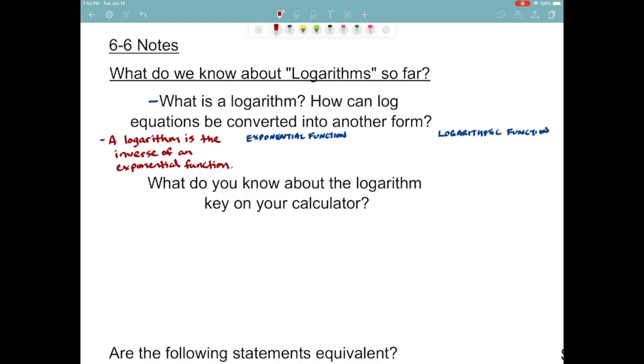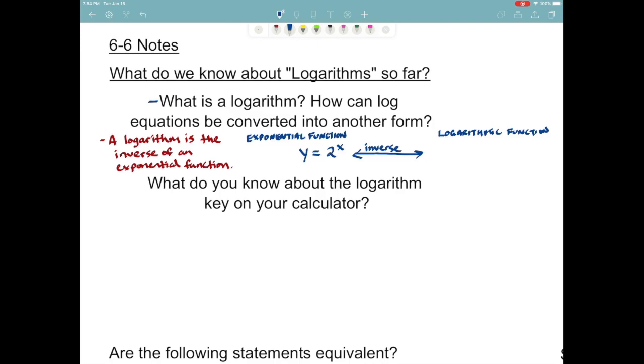So it says, how can log equations be converted into another form? Well, let's take the exponential functions, something that we're used to seeing. How about just something simple like y is equal to 2 to the power of x? We know it's exponential because the input is in the position of being in the exponent. Now, if I wanted to take the inverse of that function, remember the inverse of an exponential is a logarithmic function and vice versa.